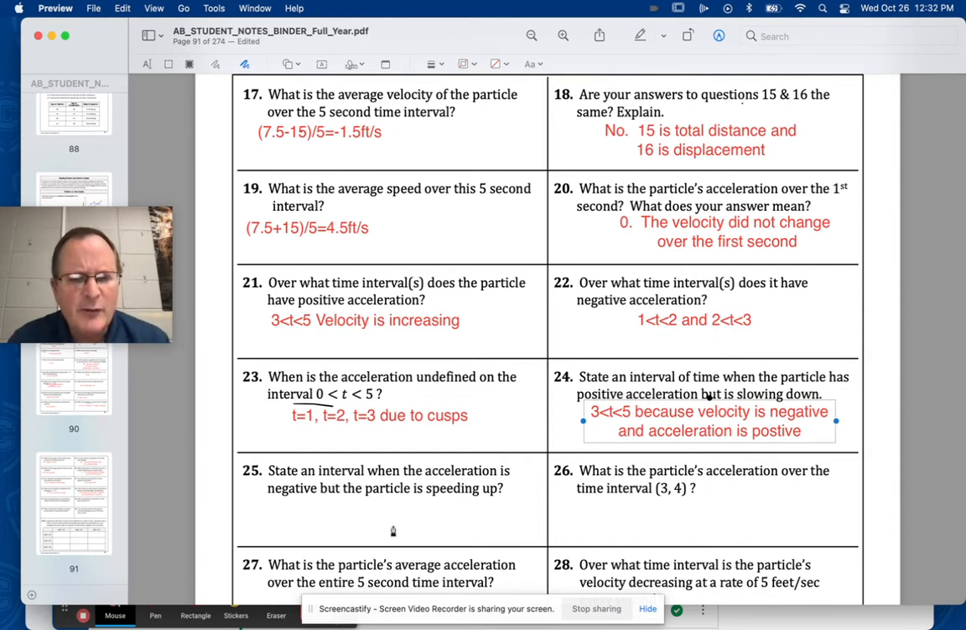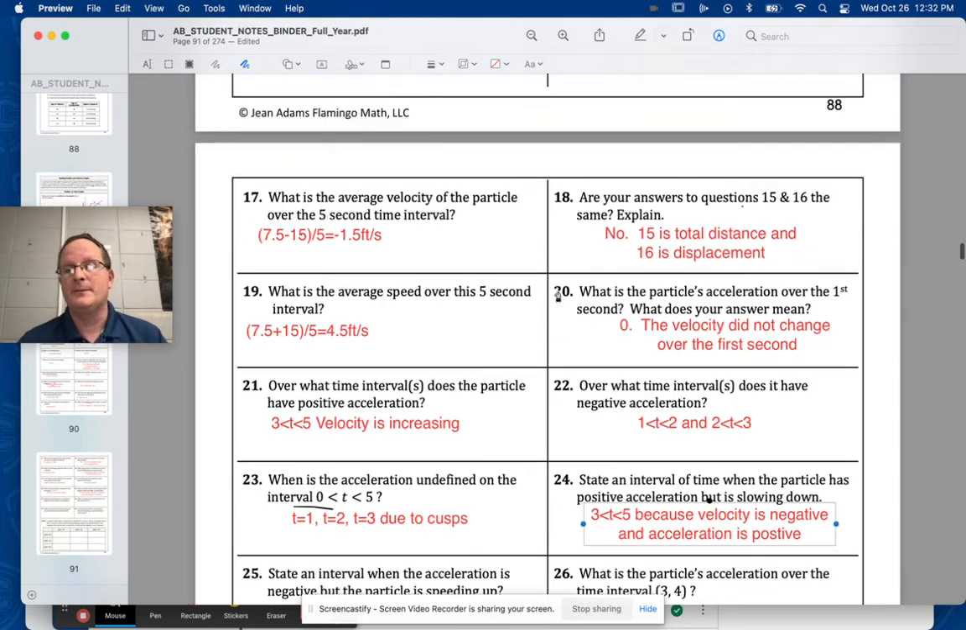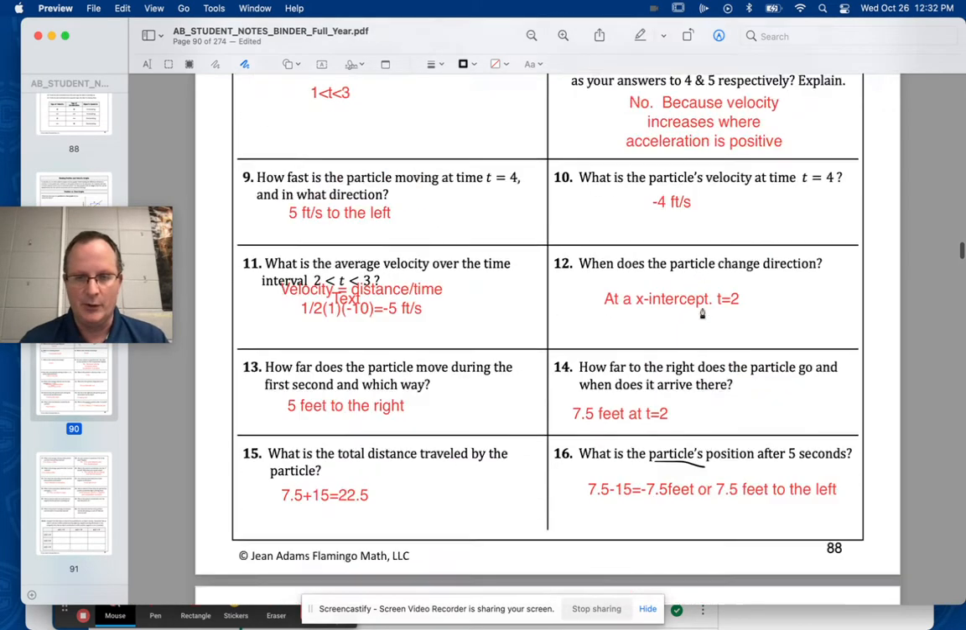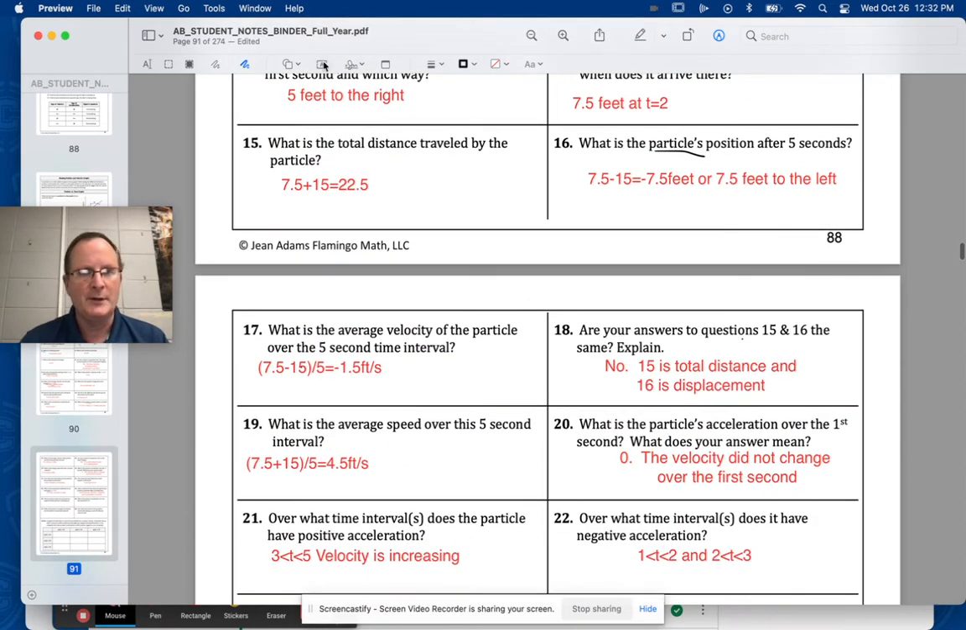State an interval where the acceleration is negative, but the particle is speeding up. So we're going to the left and we want to be pushed to the left. Let's see which one does that. Down here, we're going to the left. We already stated that we're being pushed to the right here. This is pushed to the left. So we're going to the left and being pushed to the left from 2 to 3.